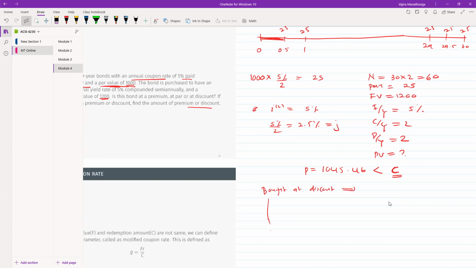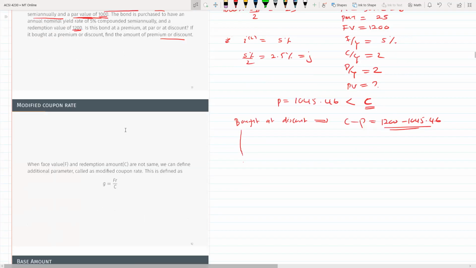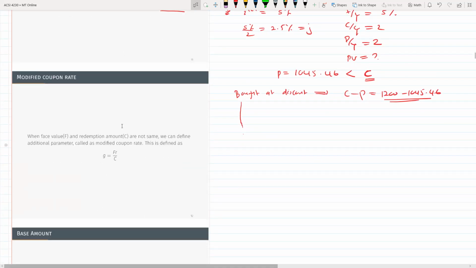So the discount amount is C minus P, which is 1200 minus 1045.46. So find the difference and you can get the answer. Okay, so next we are going to define something called the modified coupon rate.